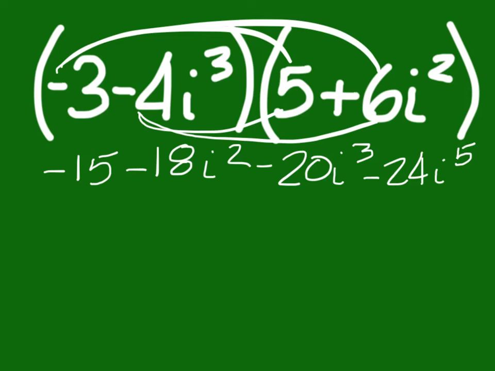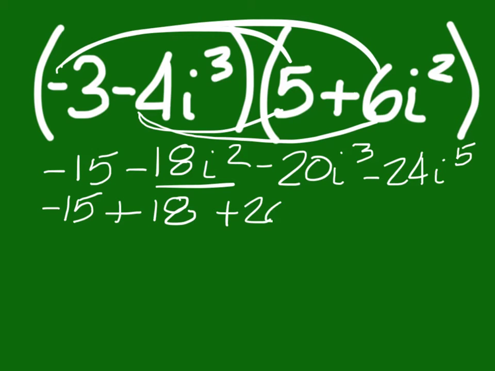Now let's go back and simplify where we can. We have a negative 15, and then the i squared here is negative 1. Negative 1 times negative 18 is plus 18. Now we have that i to the third. What is i to the third? It's negative i. So negative i times the negative 20 would be plus 20i.